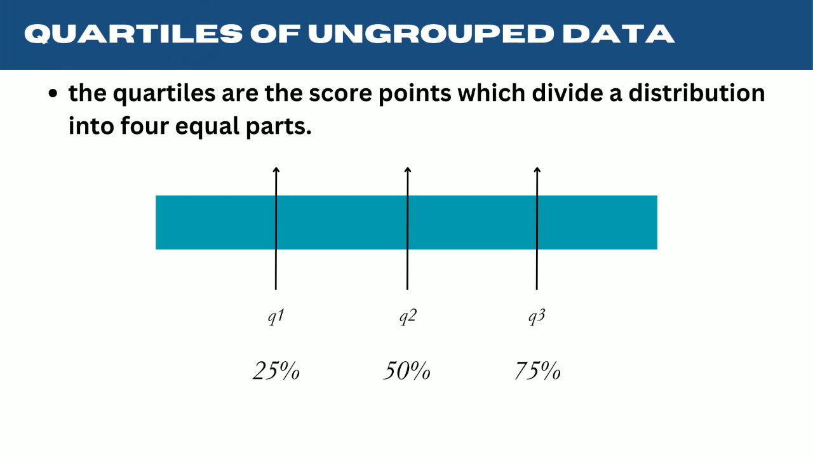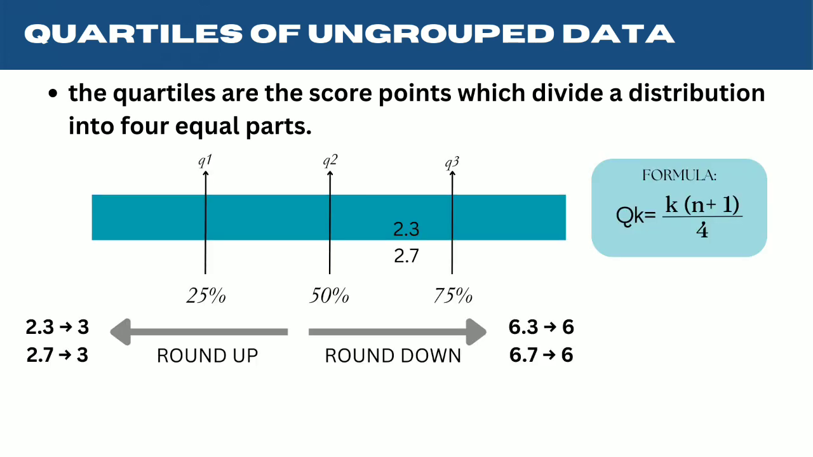The quartiles are the score points which divide a distribution into 4 equal parts. As you can see on the screen, quartile 1 is 25%, quartile 3 is 75%, and quartile 2, which is in the middle, is 50%. The formula is k multiplied by the quantity of n plus 1 over 4. If we are looking for the first quartile, and the answer you get is not a whole number, then we have to round up. For example, 2.3 will be 3 and 2.7 will become 3.